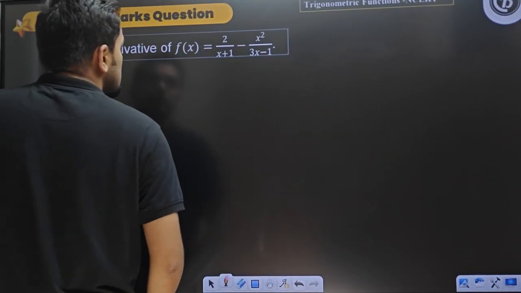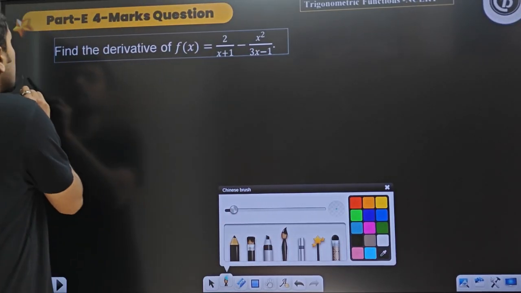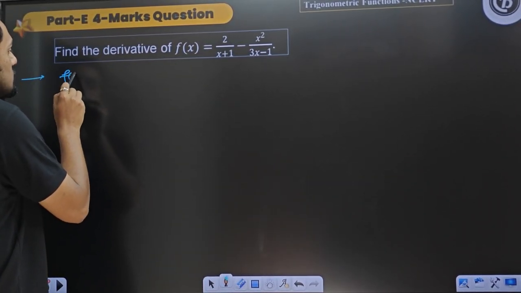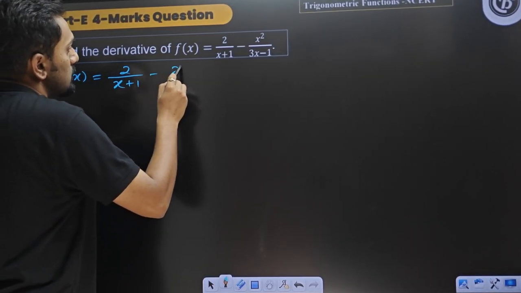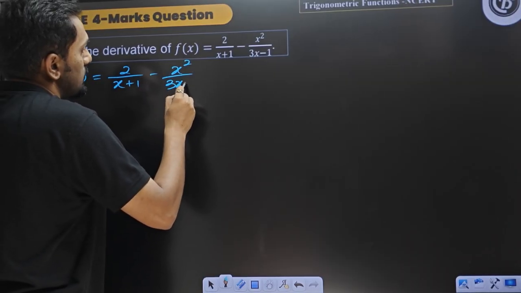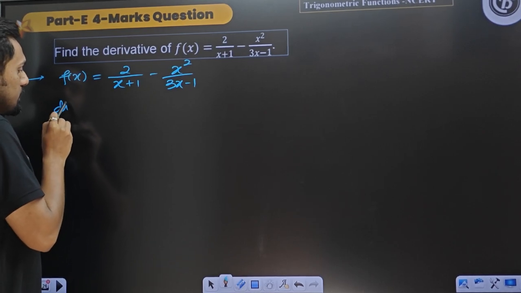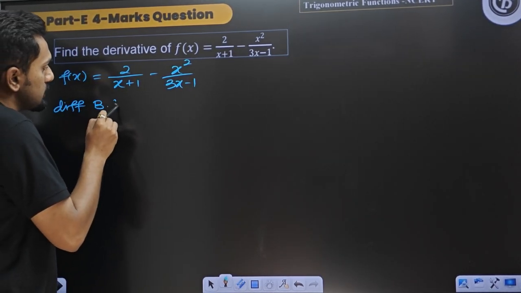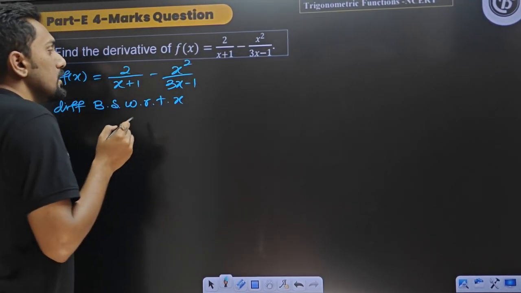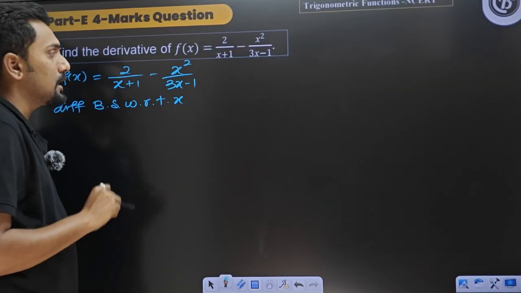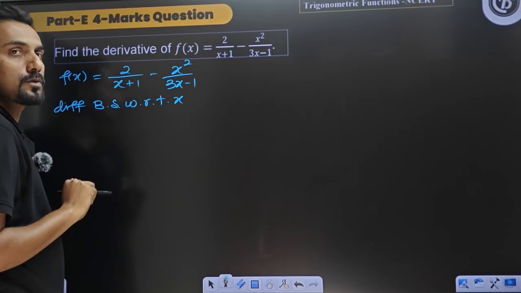And the next question is of similar kind. Again, find the derivative of f of x is equal to 2 divided by x plus 1 minus x square divided by 3x minus 1. Okay. In this case also we will differentiate both sides with respect to x. Okay. Directly we cannot write the quotient rule. First we will use the difference rule. Then we will use the quotient rule.